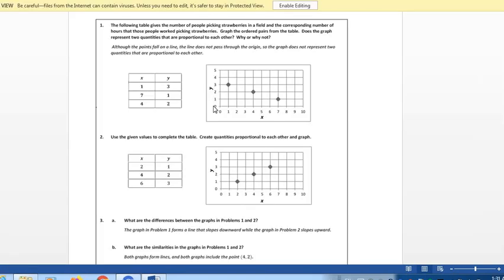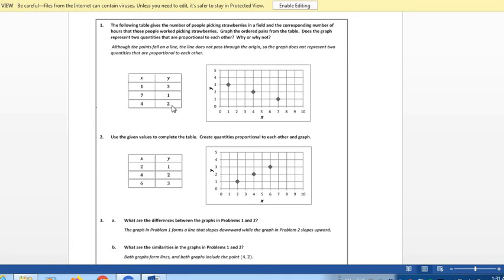Okay, moving to another kind of exercise. The following table gives the number of people picking strawberries in a field and the corresponding number of hours that those people worked picking strawberries. Graph the ordered pairs from the table. Does the graph represent two quantities that are proportional to each other? Why or why not?